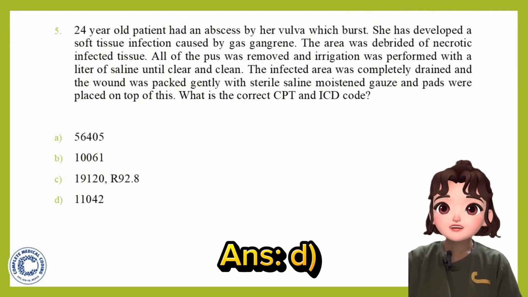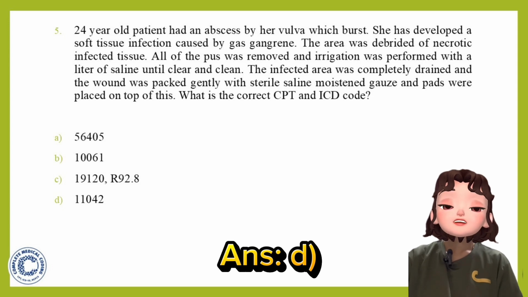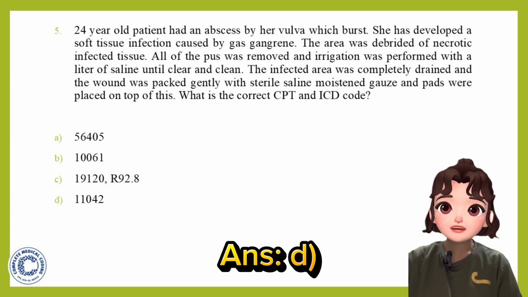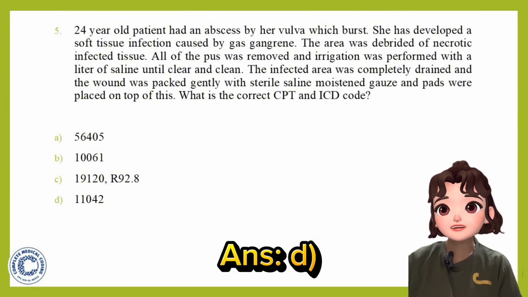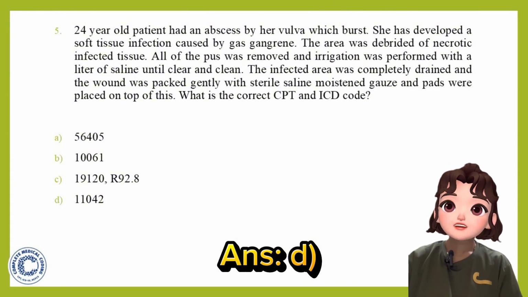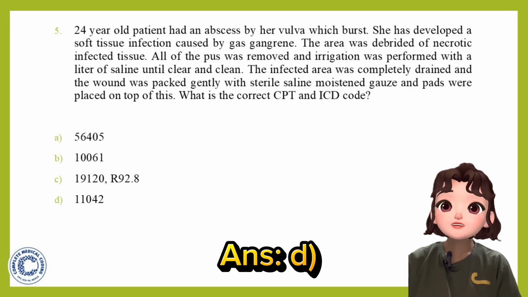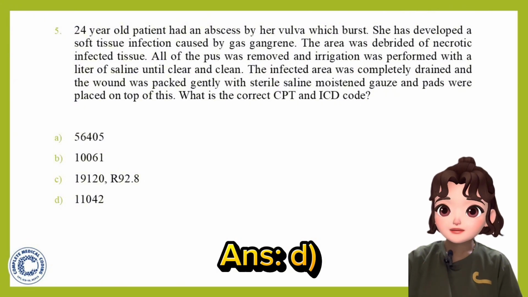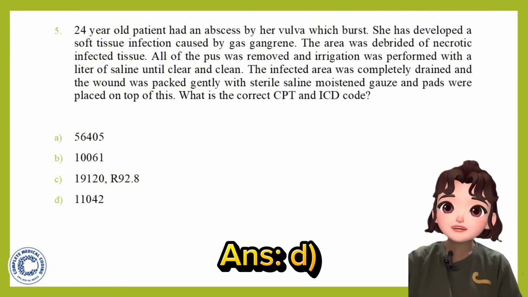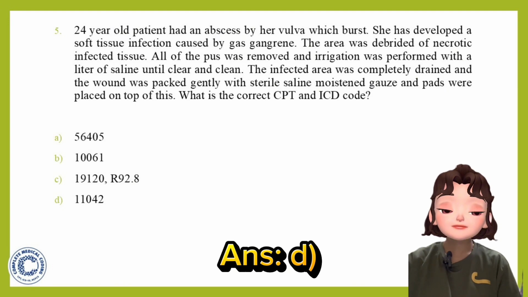Anyway, no ICD code is mentioned in the options, so you don't have to find it. But if an ICD code were present, gas gangrene should be the ICD code because it's mentioned in the second sentence: she has developed a soft tissue infection caused by gas gangrene. Anyway, it's not present, so just leave it. So debridement 11042 is the answer here. The answer is option D.